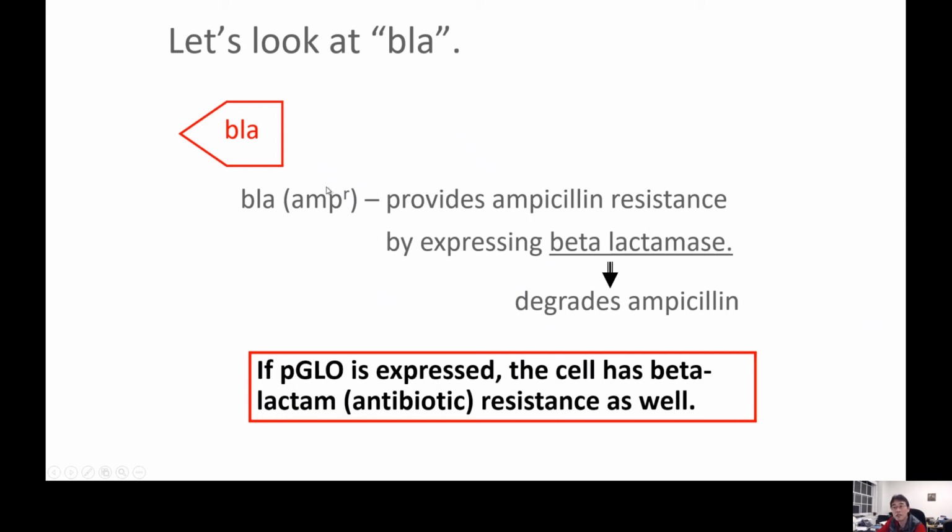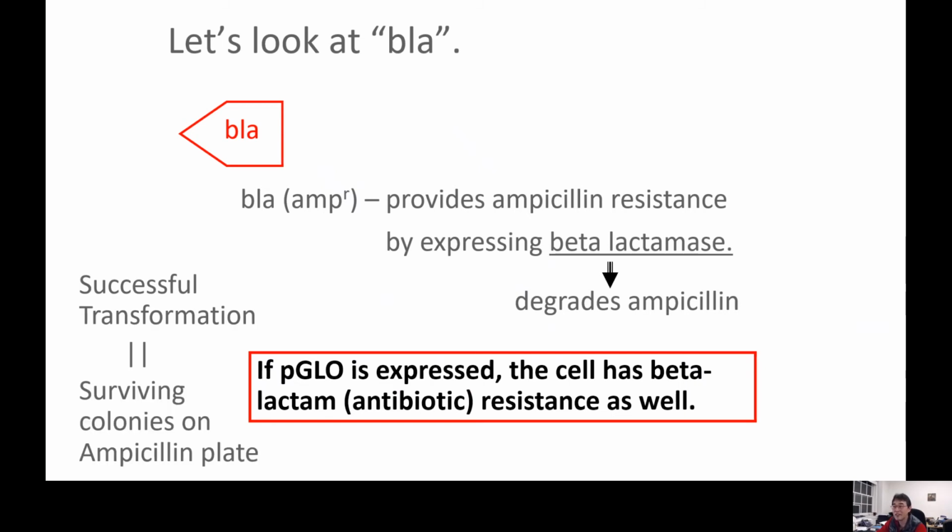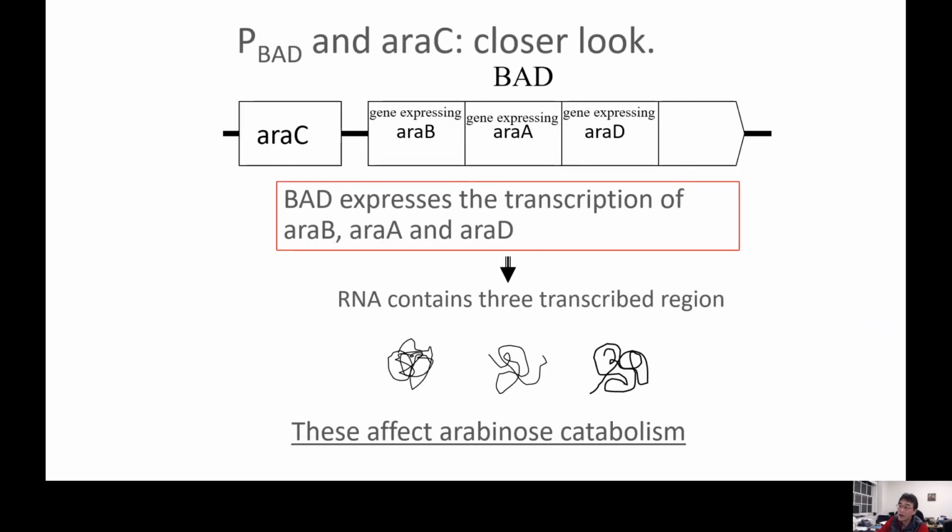Again, let me emphasize: if pGLO is expressed, if the transformation is successful, then the E. coli colony will survive. Whether you have GFP or not is a whole different ballgame, because the expression of GFP is regulated by the presence of arabinose, because of the ARAC protein. So let me talk a little bit about the ARAC protein and then the PBAD region.